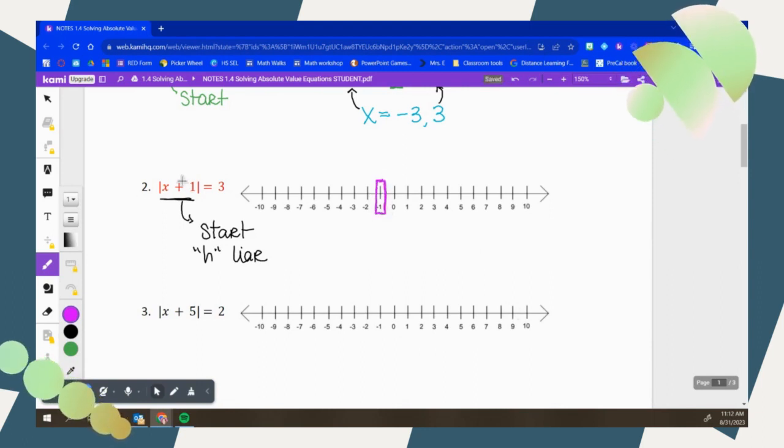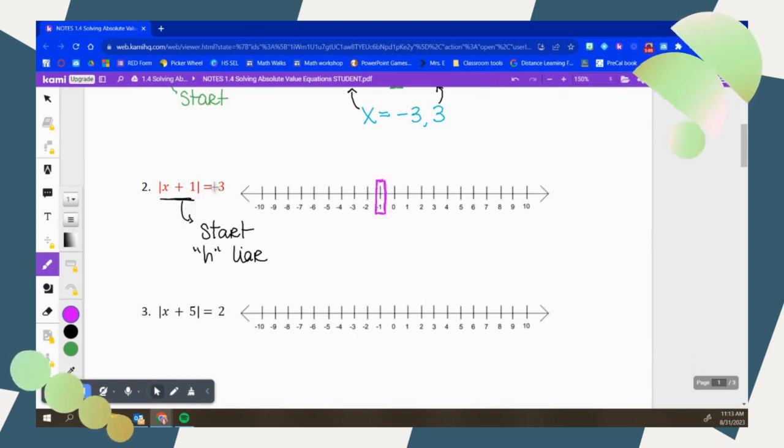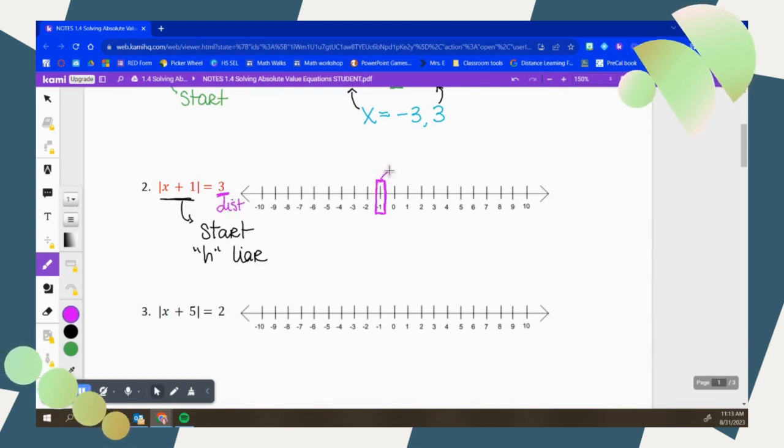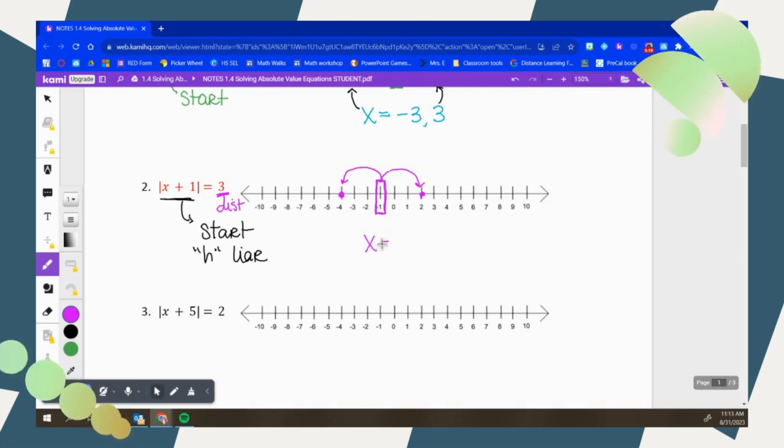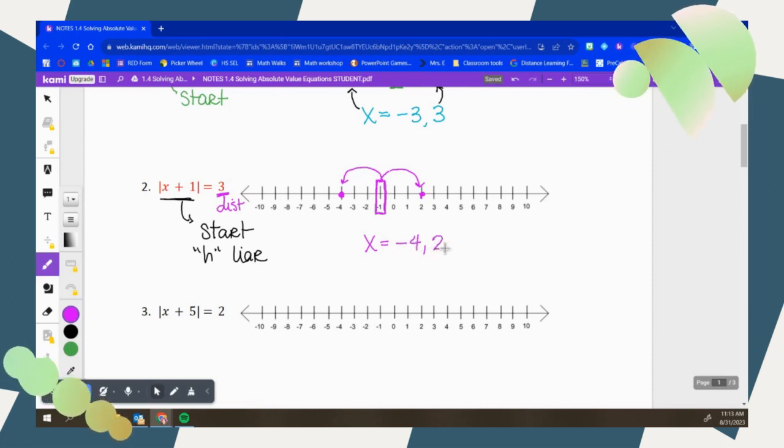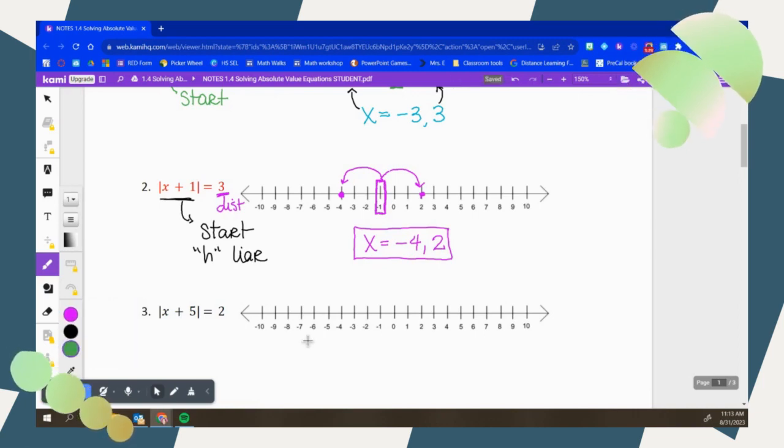Remember, this is not really a positive one. It's technically a -1. So we're going to go the opposite way. We get so far? Okay. How far do I need to travel from my starting point? 3. This is our distance over here, just like it was last time. From our starting point, we're going to go 1, 2, 3 this way, and 1, 2, 3 back this way. So what are my two solutions? Negative 4 and 2. Are you guys catching on okay?